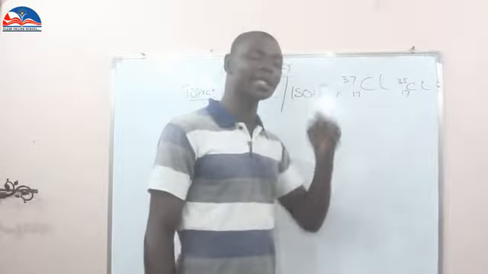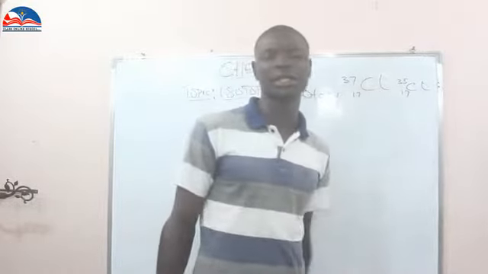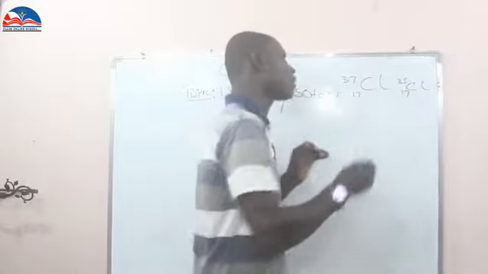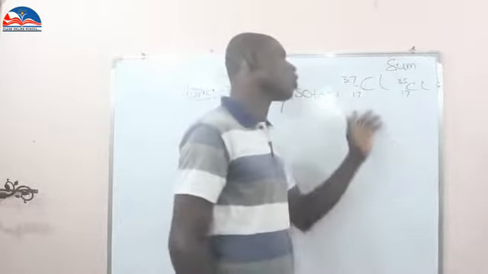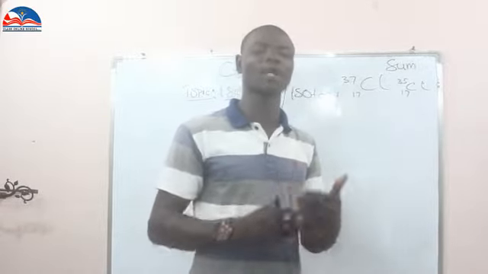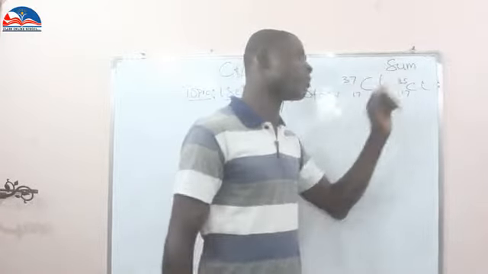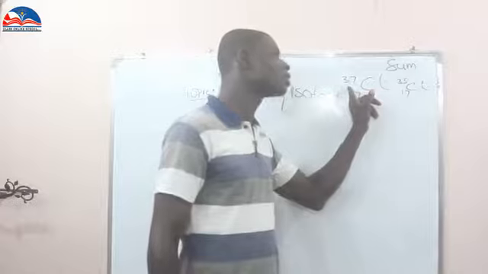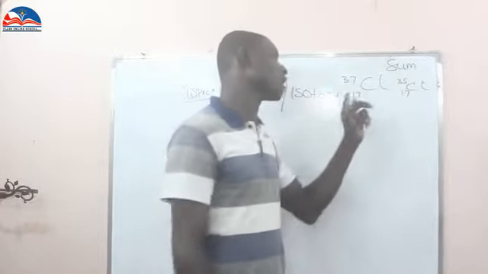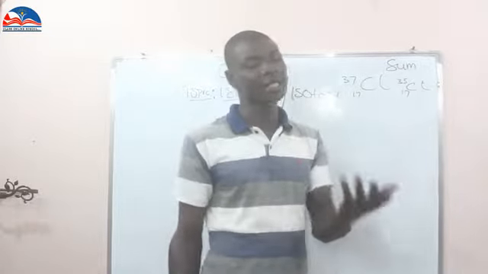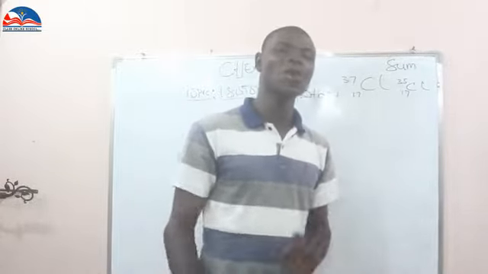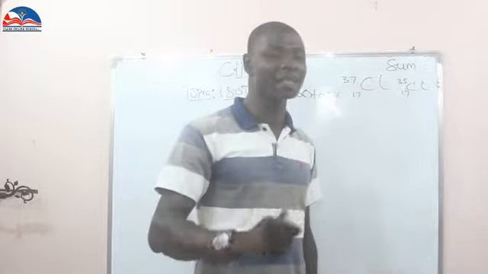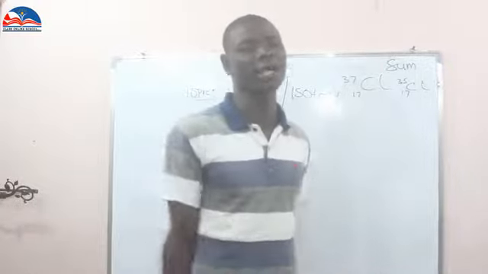And their mass number, mass number is the sum of the protons present in the nucleus of an atom of an element. Mass number is the sum, and when I mean sum, I mean S-U-M, summation, addition. So the addition of these particles present in the nucleus of an atom of an element is what we call mass number. Now you can see their mass numbers, 37 for this chlorine and 35, while the atomic number is 17 and 17. That is why isotope is a phenomenon used to describe the existence of an element with the same atomic number but different mass number. That is the meaning of isotope.